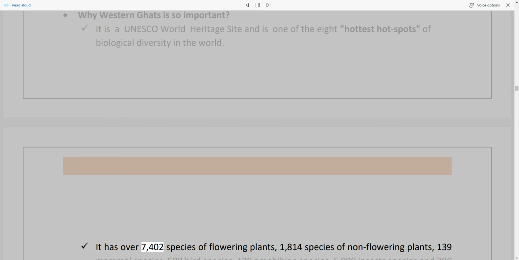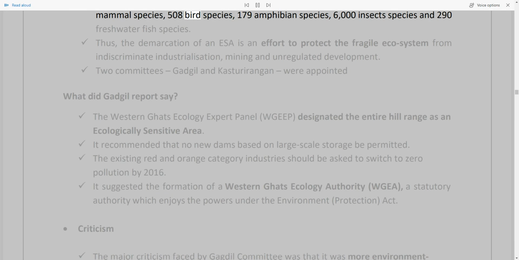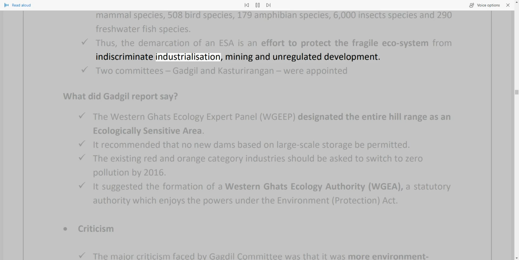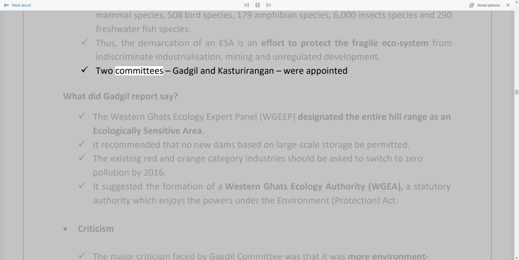It has over 7,402 species of flowering plants, 1,814 species of non-flowering plants, 139 mammal species, 508 bird species, 179 amphibian species, 6,000 insect species and 290 freshwater fish species. Thus, the demarcation of an ESA is an effort to protect the fragile ecosystem from indiscriminate industrialization, mining and unregulated development. 2 committees, Gadgil and Kasturirangan, were appointed.